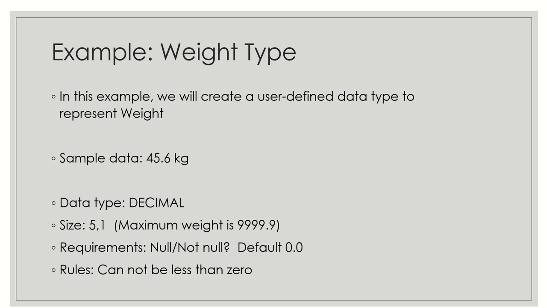Now, we know that decimal also includes negative values. However, for a weight type, when you're weighing something, you can never have a negative weight. 0 is the absolute minimum weight we can have. So one of the requirements that we would consider is adding a rule to this data type that a weight type cannot be less than 0. Some other requirements to consider are what should the default be. If we're not provided a value, we can assign a default to this weight data type, and whether it should be null or not null.